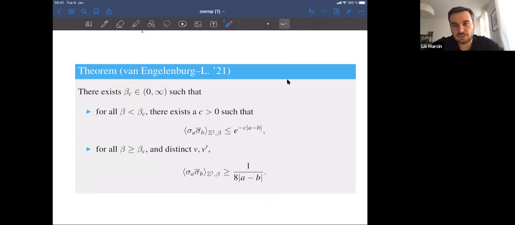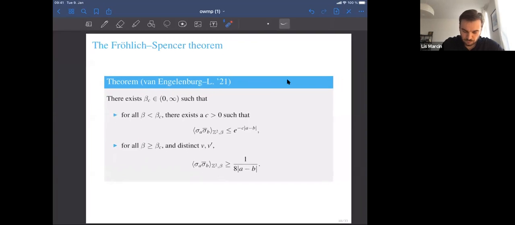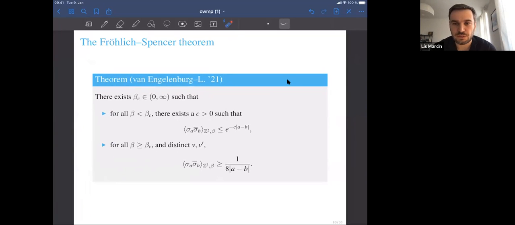So we can say that for strictly higher temperatures, there is exponential decay of the 2-point function, and for lower temperatures or equal, this statement also holds at the critical temperature. We have a power law decay of the 2-point function. So this is the statement of the result. Are there any questions at this point?